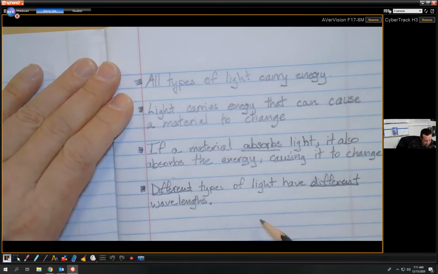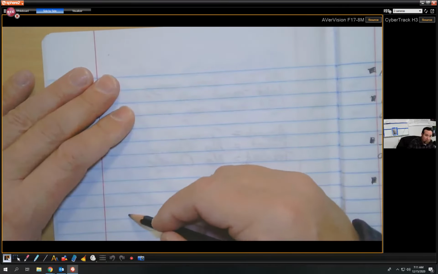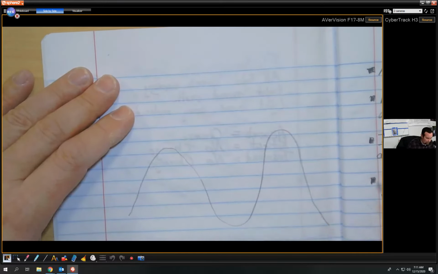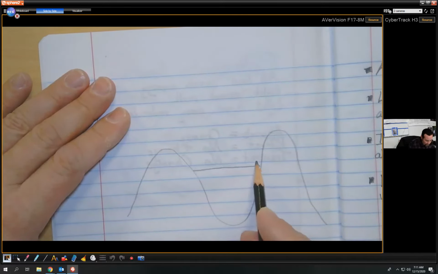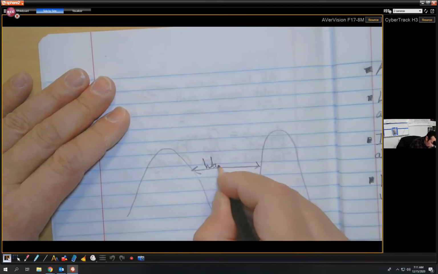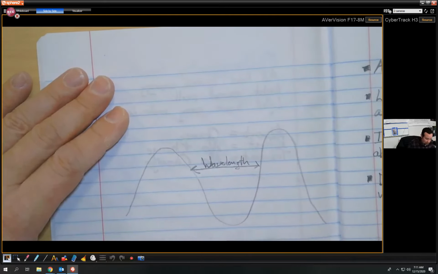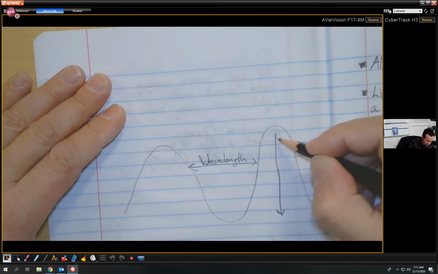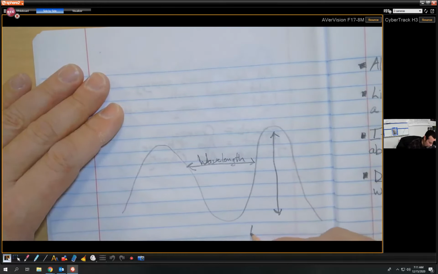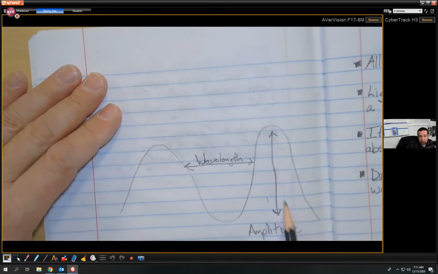Now, in the test, you're going to see questions that have to do with this, right? And we've got some waves, and we need to know that this is wavelength. So that's the distance between the waves, and then we also have amplitude, okay? And this is amplitude. And this one we're not concerned about. This is just how bright and powerful that type of light is. This determines the type of light.